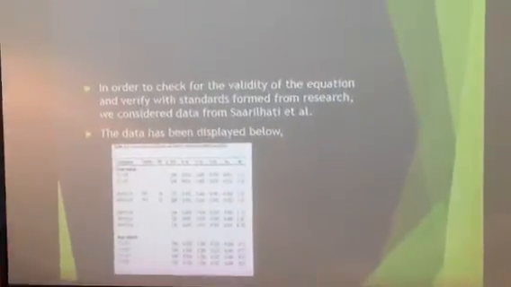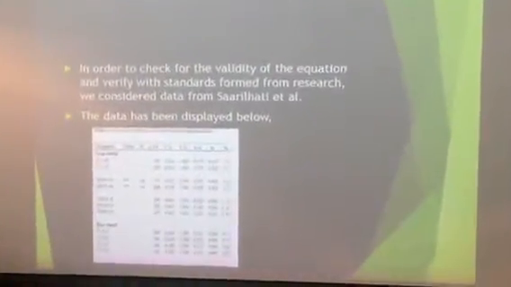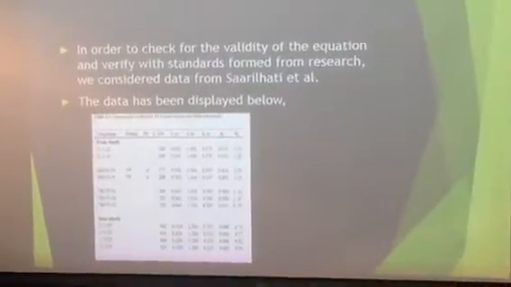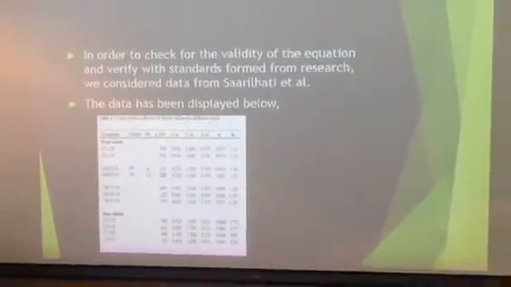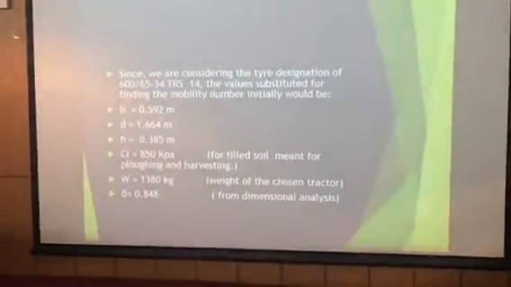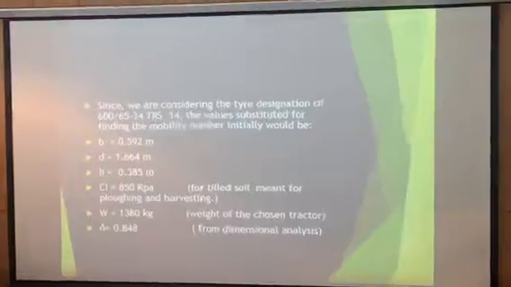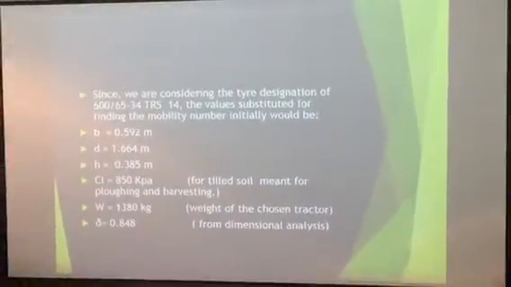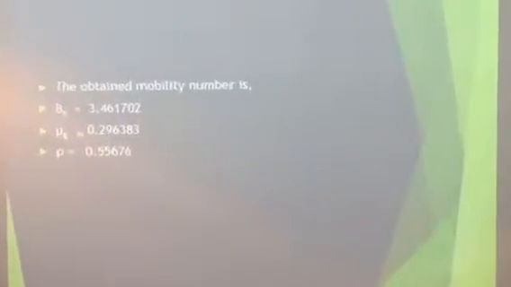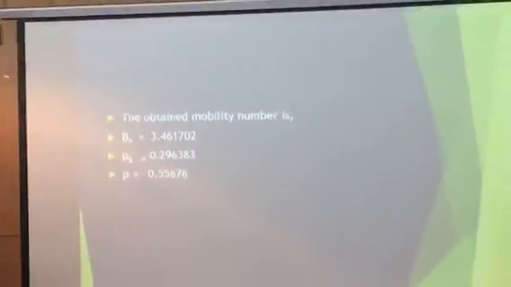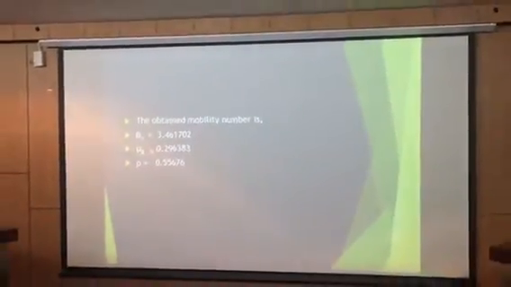This table is from a research paper where the different standard parameter values for front and rear wheel specifications are given. Taking the values of B, D, H, Ci, we have found that the mobility number obtained is 3.46, and μg and ρ are 0.296 and 0.556 respectively.